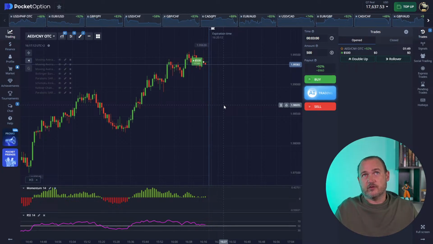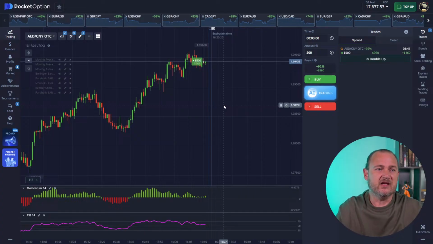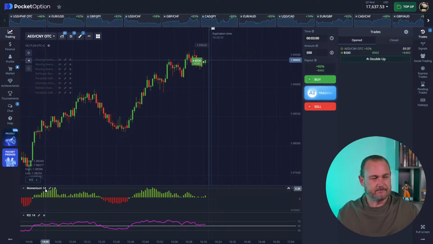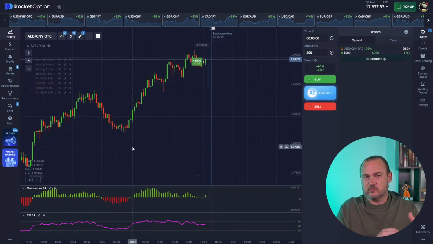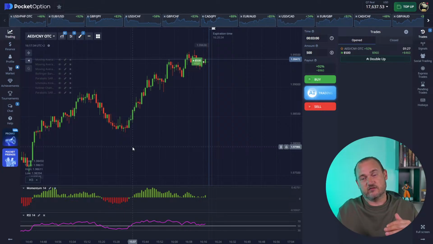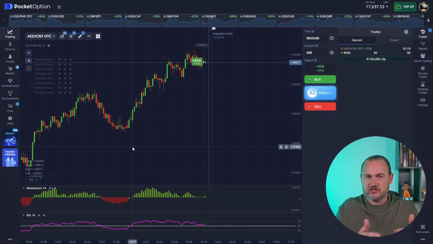The formula for momentum is actually a pretty simple one. It is close minus close of N periods back. N periods means, like, my momentum indicator is set to 14. So currently I am using the close price minus the close price of 14 candles back. Very simple formula. So it's just showing me the change between the current price and previous candles. That's it. It's a very simple concept.